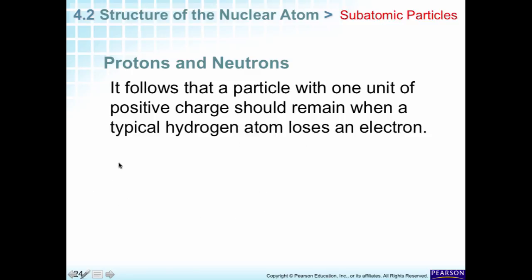So if we took one electron away with one negative charge, 1 unit of positive charge must remain. So that would be what would happen to a hydrogen atom. It has 1 positive and 1 negative charge. So when it's by itself, it's neutral. And then if you took the electron away, it would have a positive charge.